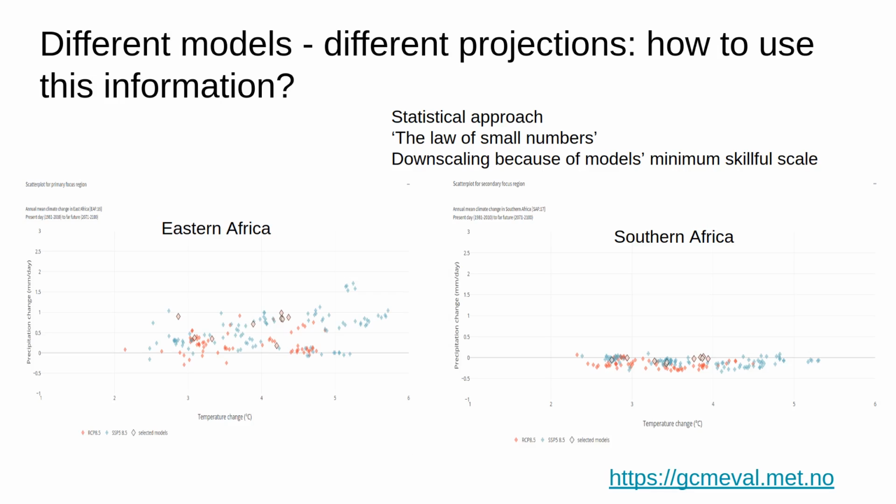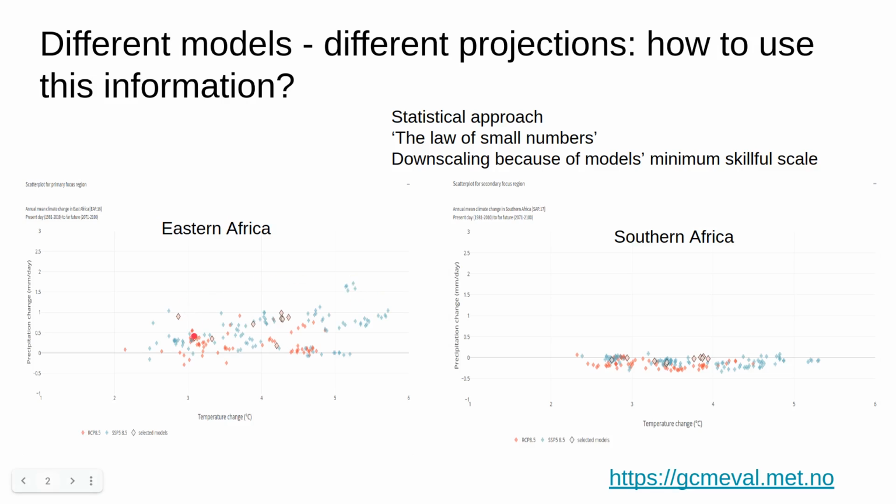Here's some examples of the problem. You see it on the left hand side. These are GCM results from Eastern Africa and Southern Africa, and the x-axis here shows the change in temperature, and the y-axis shows the rainfall in millimeters per day. And you can see that the orange markers represent the CMIP5 and the blue markers represent the CMIP6 runs.